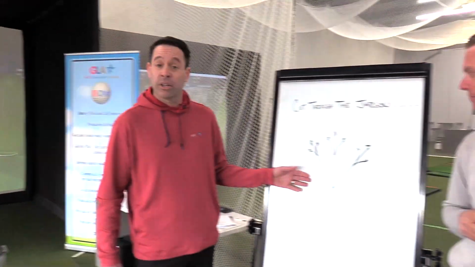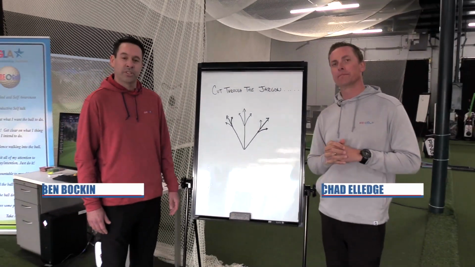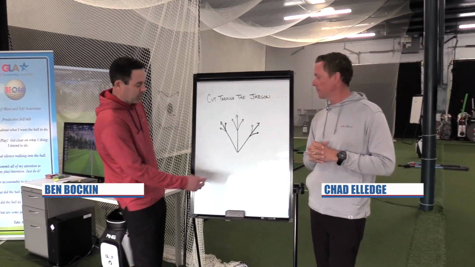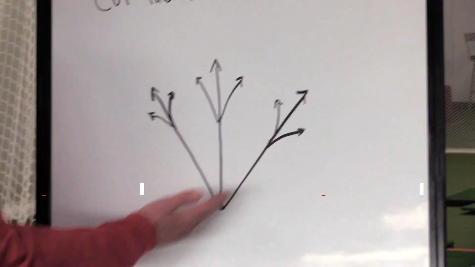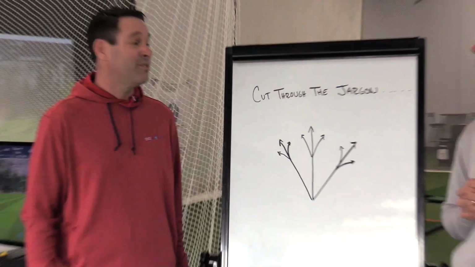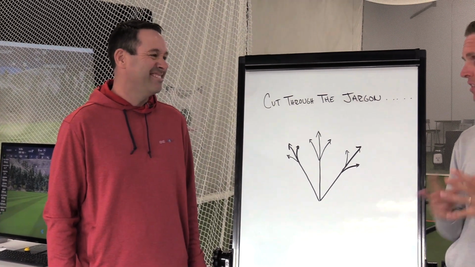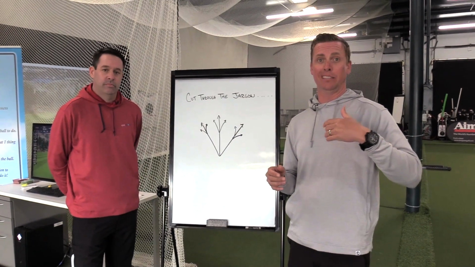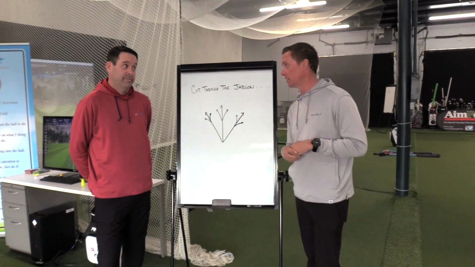So we have 9 different ball flights here. We're actually going to go through each one of these really quick. We're going to start on the far right side of the board. I'm going to start with the ball that starts to the right and then peels to the right. We call that the push slice. Usually doesn't serve you too well when you're out playing golf. Typically, this is a ball flight that drives a lot of people here to GLA. It starts to the right, goes more right, goes in the woods, doesn't go very far.